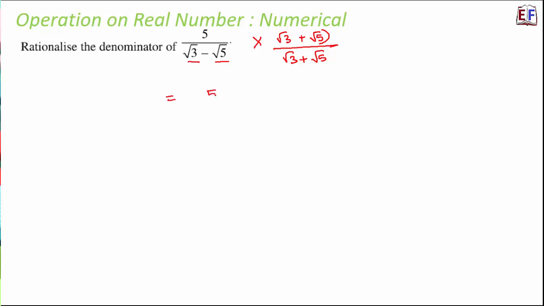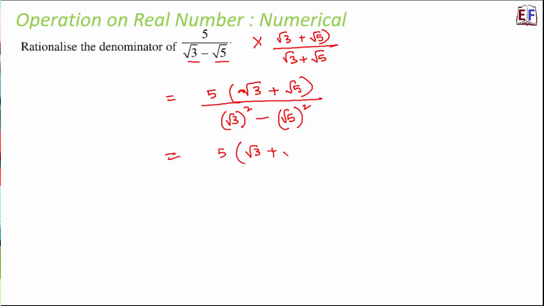So what happens? The numerator becomes 5 into root 3 plus root 5. And the denominator becomes a minus b into a plus b, so a square minus b square. So this becomes 5 into root 3 plus root 5 divided by 3 minus 5. So this is equal to minus 5 by 2 into root 3 plus root 5. So you see the denominator has been rationalized. So you are getting it, right?